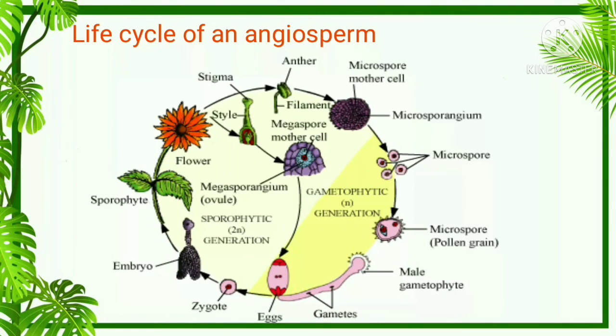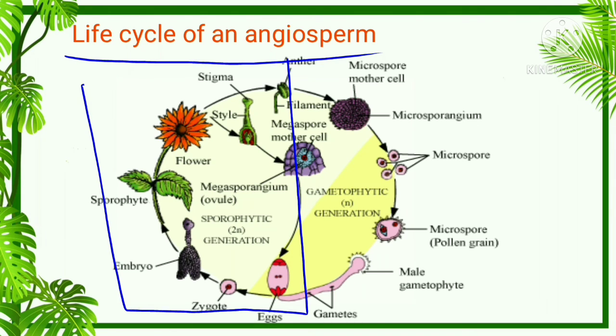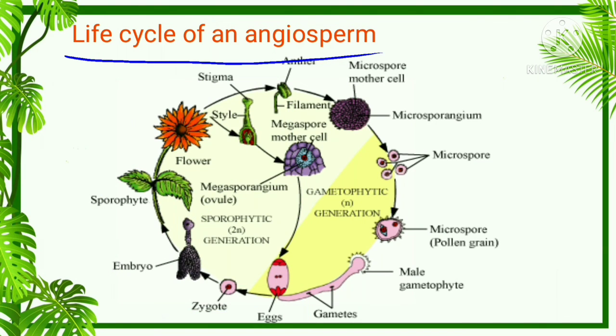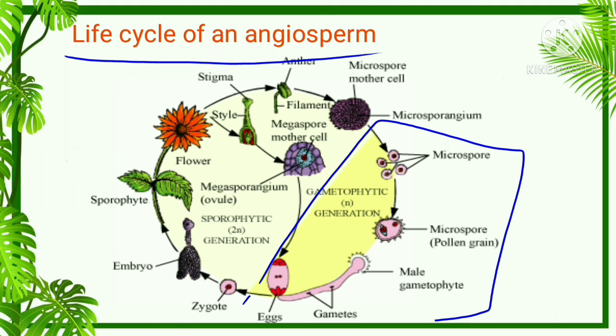We can conclude with the life cycle of an angiosperm. The main plant body is a diploid sporophytic generation with reproductive structures such as flowers on it. And the gametophytic generation, which is haploid, is very much reduced to male and female gametes and spores.